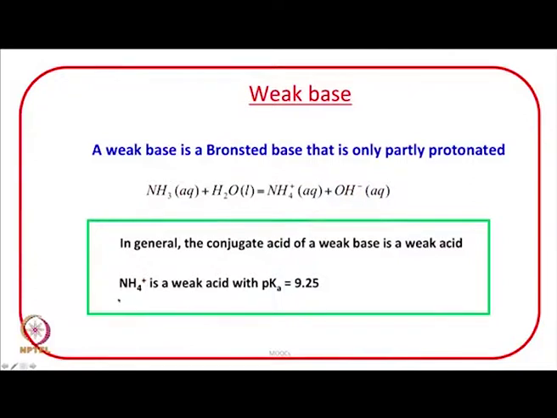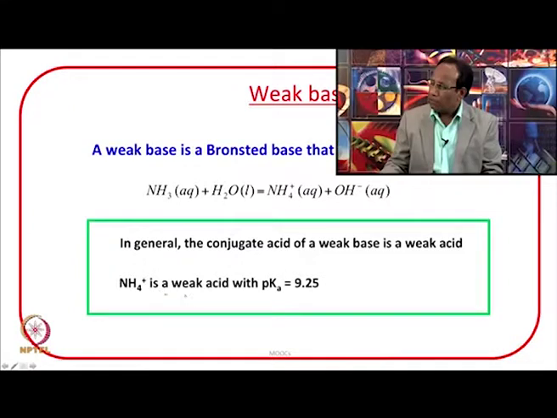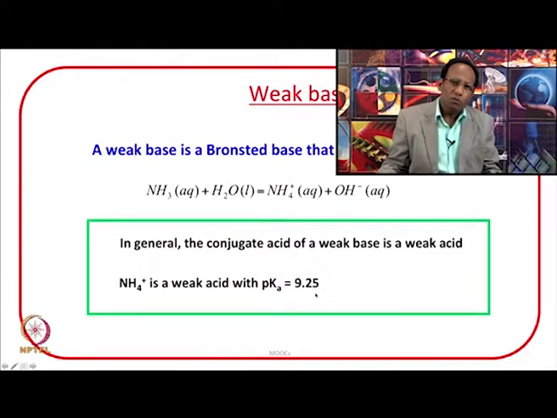Now let us look at the next comment. NH4 plus, the ammonium ion, is a weak conjugate acid of ammonia, and you see if the acid is very weak, that means the pKa value is going to be high. That is why the pKa of ammonium ion is equal to 9.25. This is how the data on pKa values should be interpreted.